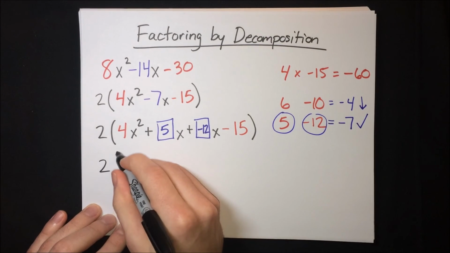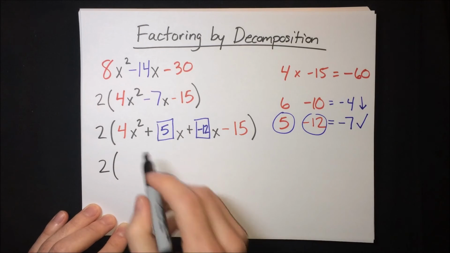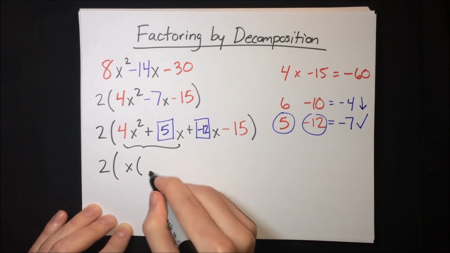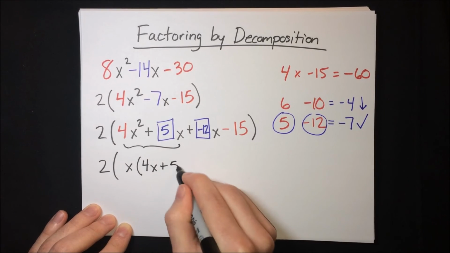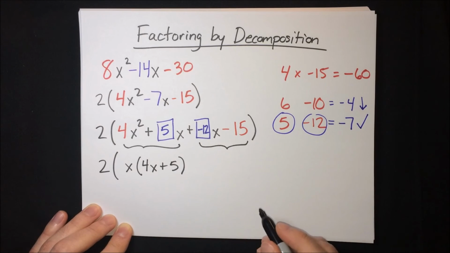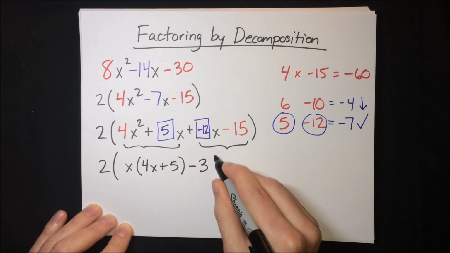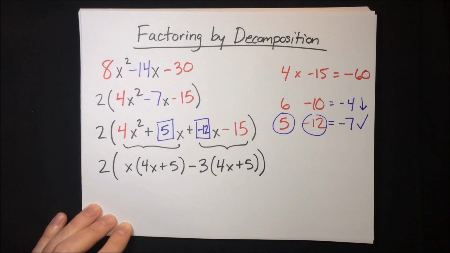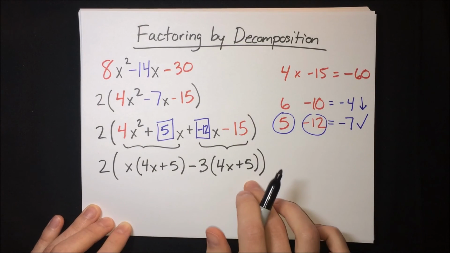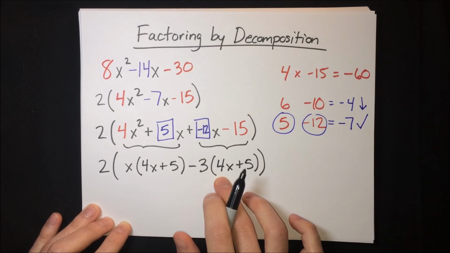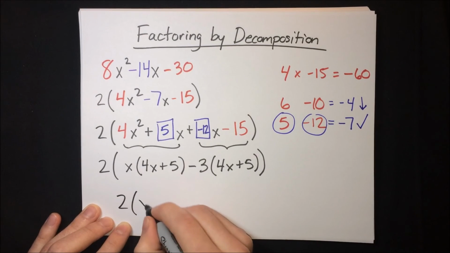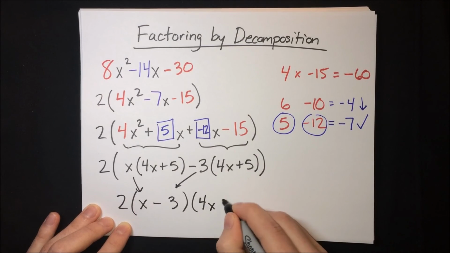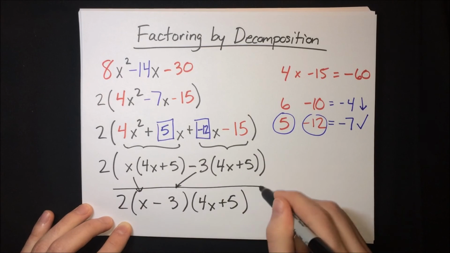Now we can group what's inside the parentheses. So in these first two terms, we can pull out an x times 4x plus 5. And then in these two terms, we can pull out minus 3. So minus 3 times 4x plus 5. And now we just have to factor what's in the parentheses, which is easy now that we see it in this form. So 2 times x minus 3 times 4x plus 5. And that's it. We're done.